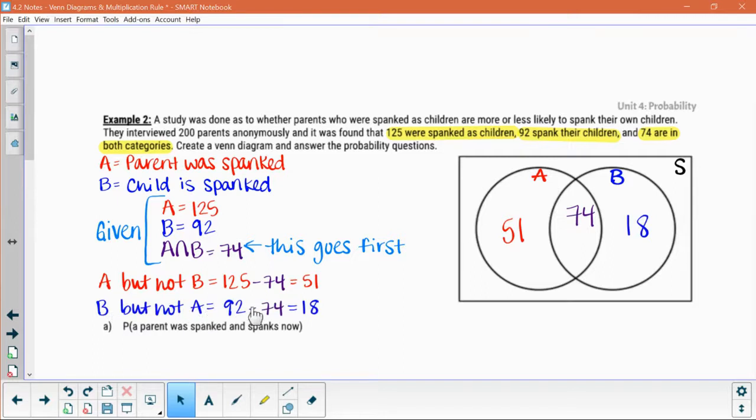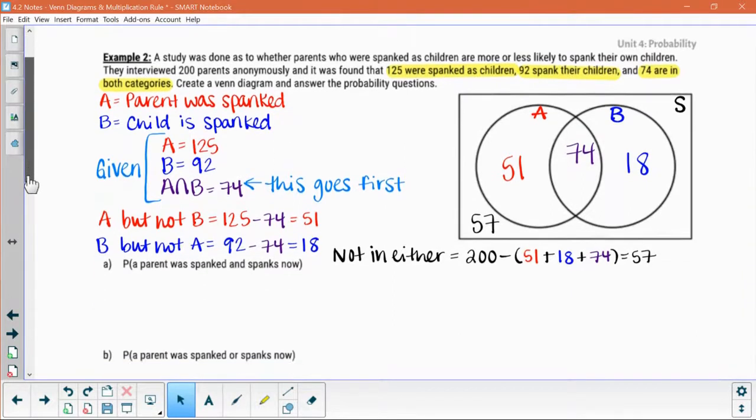B but not A is going to be 92 minus 74, which is 18. And do not forget that this is not the only people in my survey. I have to think of everyone who doesn't fit into these two categories. So not in either is going to be my entire survey of 200 adults or parents minus 51 plus 74 plus 18, which is going to give me 57 in just my sample space, not in a Venn diagram circle.